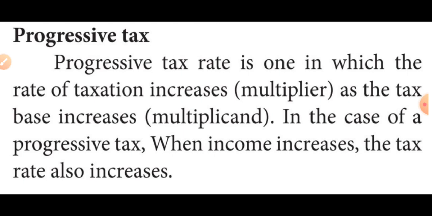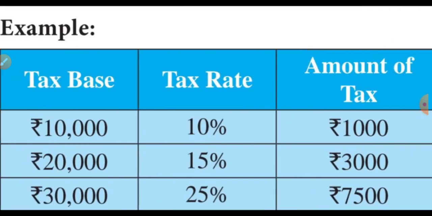The first one is the progressive tax. Progressive tax means as income increases, the amount of tax also increases. For example, on 10,000 rupees income, 10% of tax is to be paid. On 20,000 rupees income, 15% tax is to be paid. That means as income increases, the taxes also increase. On 30,000 rupees income, 25% of tax is to be paid. As income increases, the rate of tax also increases.